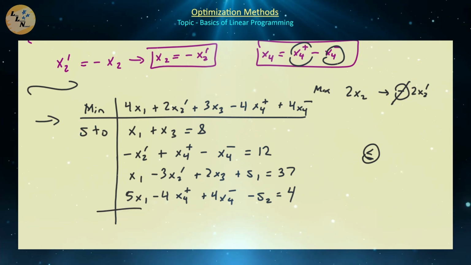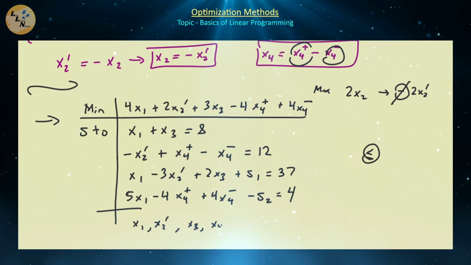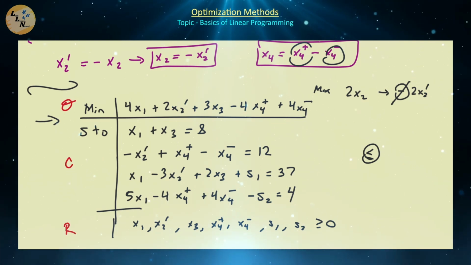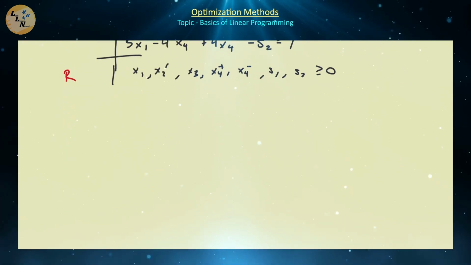And then for our restrictions, we're going to have x1, x2 prime, x3, x4 plus, x4 minus, s1, and s2 all greater than or equal to 0. So once we look at all of these things combined, so we have our objective function, we have our constraints, and we have our restrictions at the end, we ask ourselves, is this in standard form? And the answer is yes. So what are going to be the vectorized representations for each of these terms? So let's start off with the vector x.